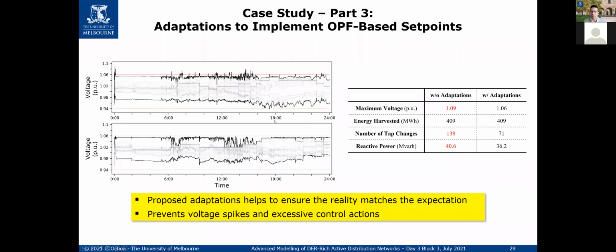So that's where the OPF needs to be adapted to the characteristics of the corresponding devices, so as to really ensure that we don't have problems. That's the whole point that I'm trying to make. And more details are, of course, in the corresponding paper that is on Canvas as well.